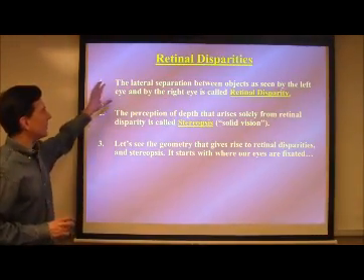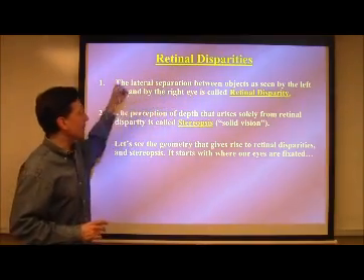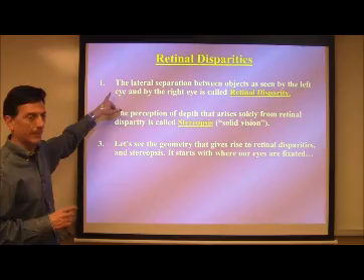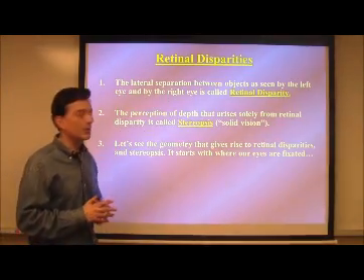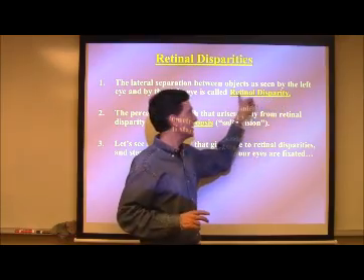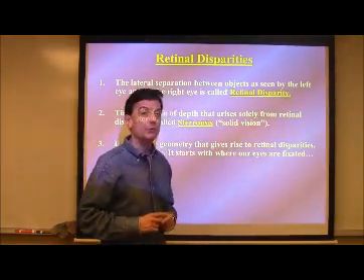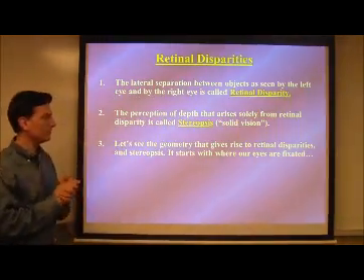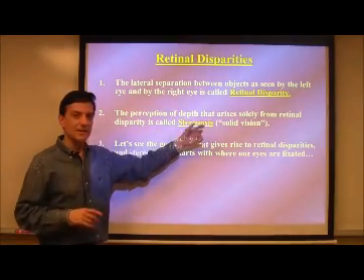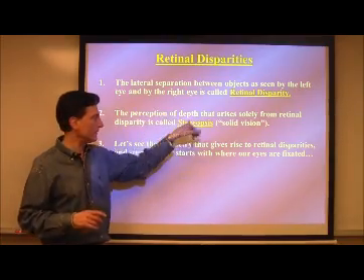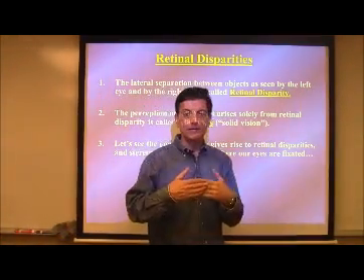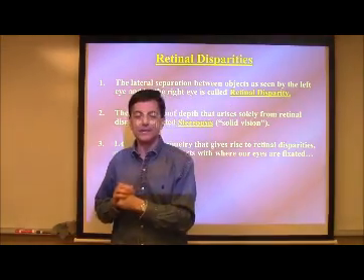Okay, so let's talk a little bit more about retinal disparities. The lateral separation between the objects as seen by the left eye and the right eye is called retinal disparity. And as we said before, this is a difference between the positional information on the 2 retinas. The perception of depth that arises solely from retinal disparity is called stereopsis. If we were to look at the Greek translation of this word, stereopsis would translate into solid vision, or depth perception is how you might think about this.